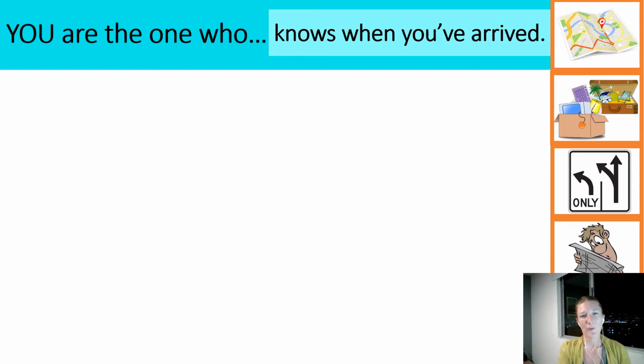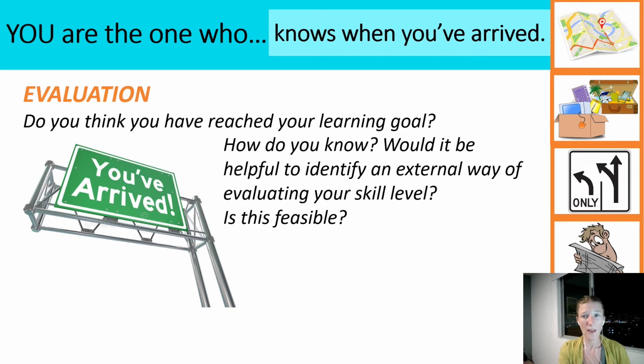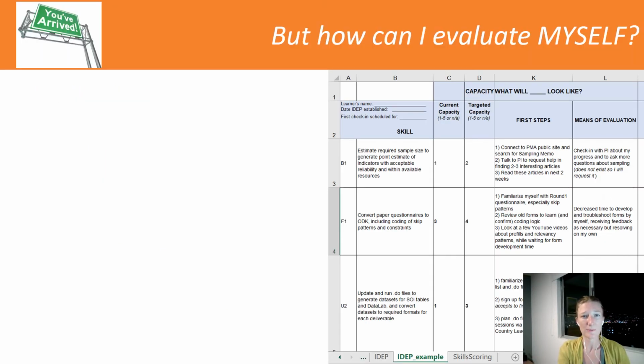Remember that you are also the one who knows when you've arrived. It's up to you to drive this process of evaluation. Do you think you've reached your learning goal? And how do you know that? Would it be helpful to identify an external way of evaluating your skill level? And is that feasible? So we can't all get degrees in every little thing we're learning. I don't have a video making degree, and it doesn't make sense to get one. But I can do things to evaluate my learning, both by myself and with the help of others.